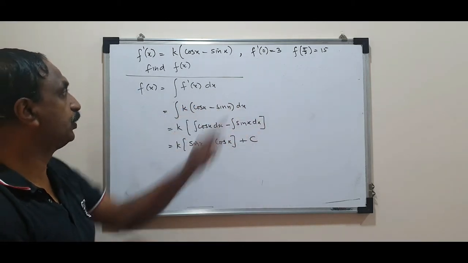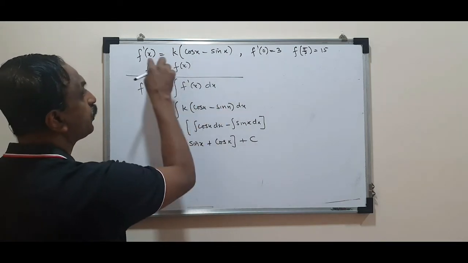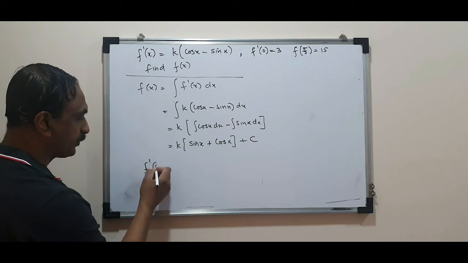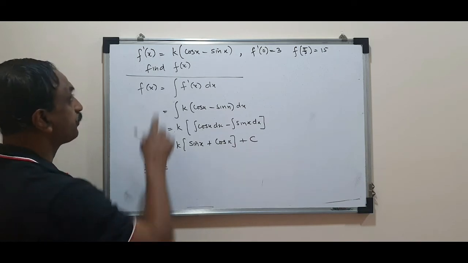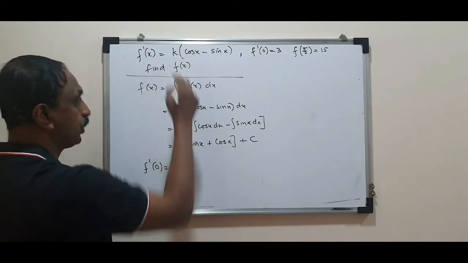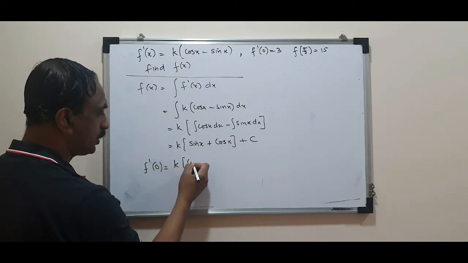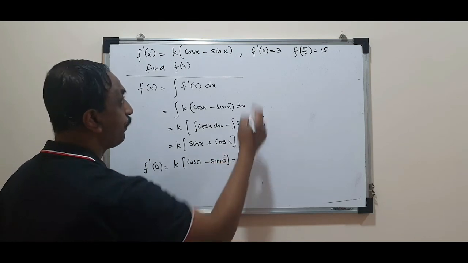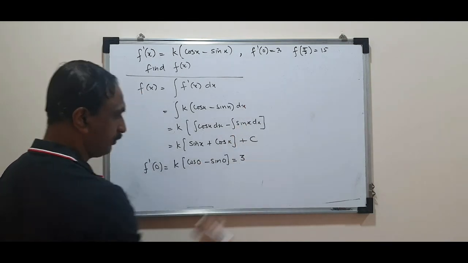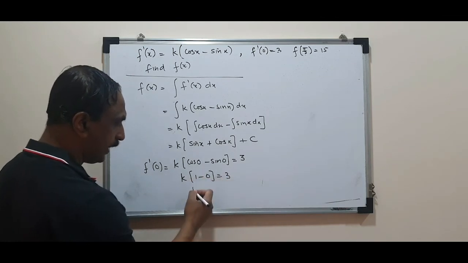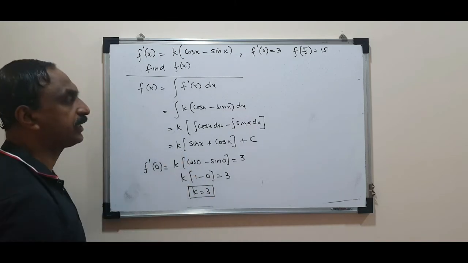Using f dash of 0. What is f dash of 0? We need to substitute in f dash of x. So I'm going to calculate f dash of 0. f dash of 0 is obtained by substituting in f dash of x, not in f of x. So k into cos 0 minus sin 0, and that should be equal to 3. Cos 0 is 1, sin 0 is 0, so k's value is 3. So we got k as 3.